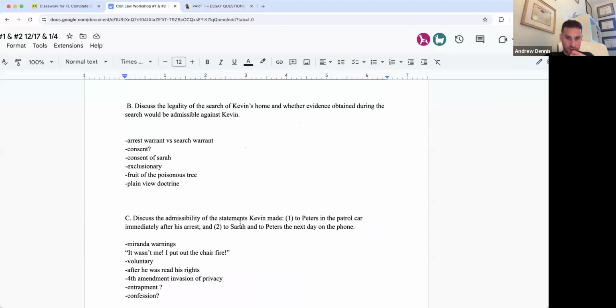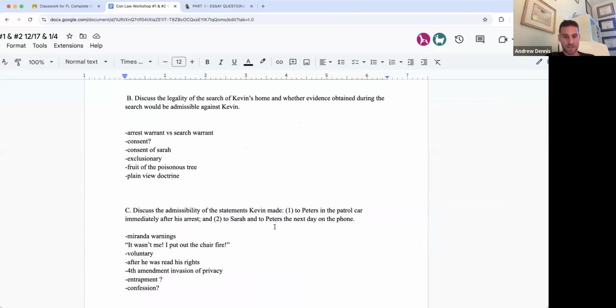When it comes to here, there's like three statements. Statements in the patrol car, that's Fifth Amendment. And then statements made to Sarah and Peters are Sixth Amendment. But remember, there's two statements: statements made to Sarah, and then statements made to Peters.